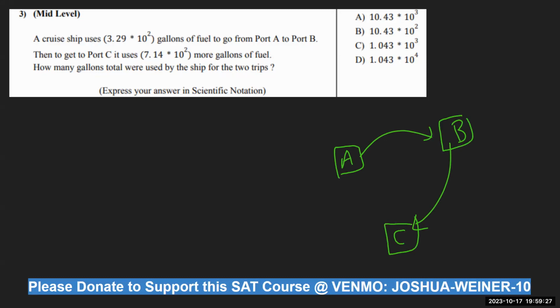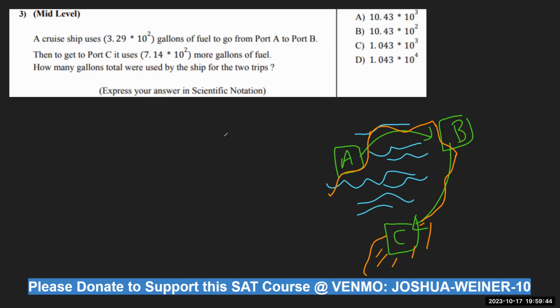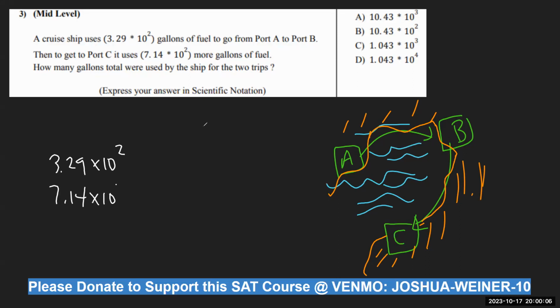So we had some waters here, and we're traveling by ship from coastline to coastline, for example. Here's port A, then there's waters, here's city port B, here's location C. Then, as you can see, we want to know how many gallons we will need for the ship to complete both trips, going from A to B, and then for the ship to go from B to C. So writing this out, we have 3.29 times 10 squared and 7.14 times 10 squared.